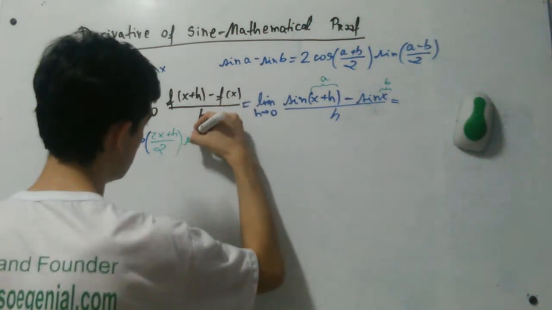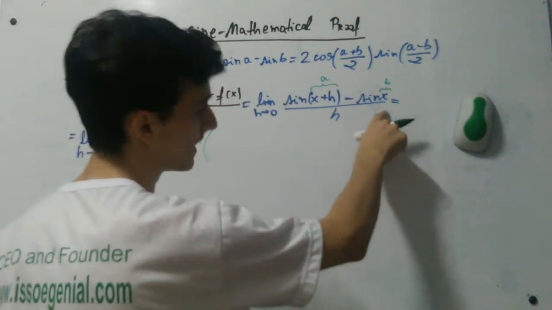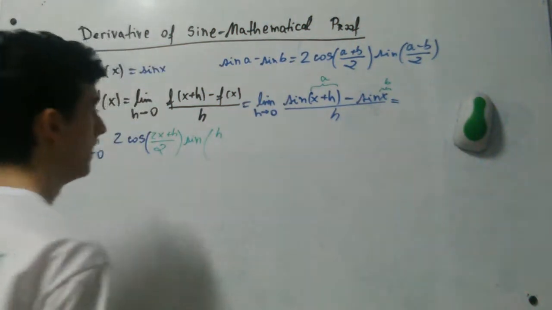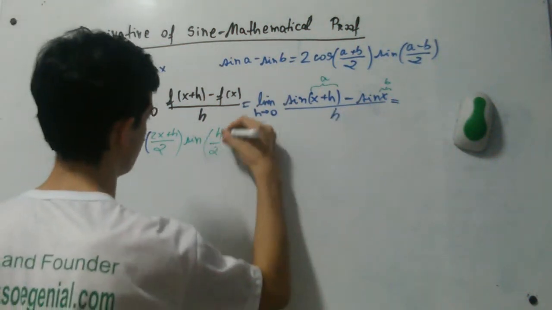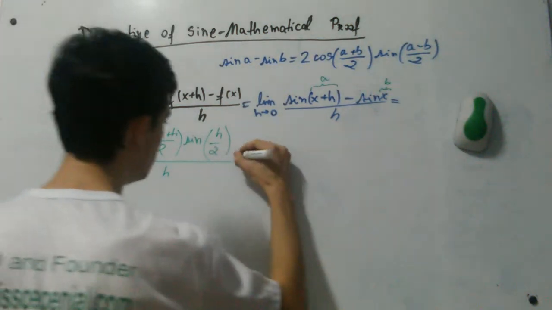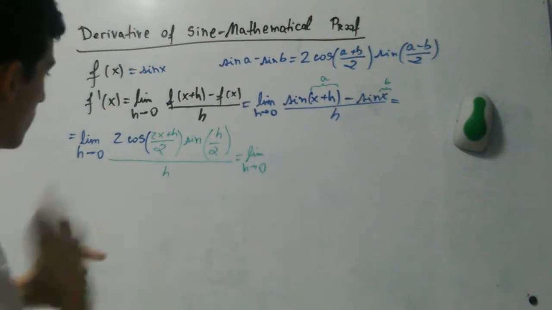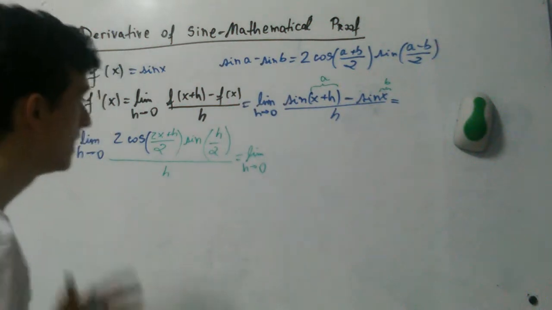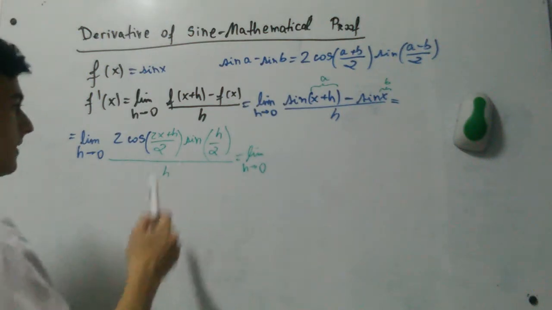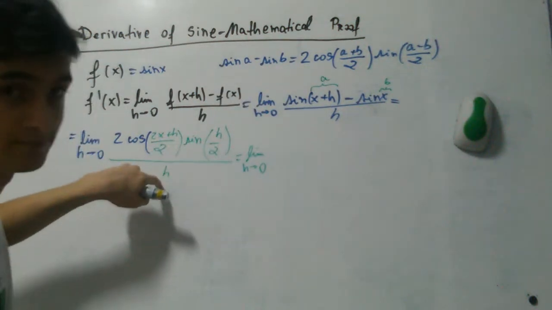And then sine of A minus B is x plus h minus x. So x cancels out with negative x, and we have just h, and then divided by 2. And all of this divided by h. So moving on, we have the limit when h approaches 0. Here, we're going to manipulate things so we can simplify this whole thing. If we look at this, we have sine of h over 2 and we have a divided by h.